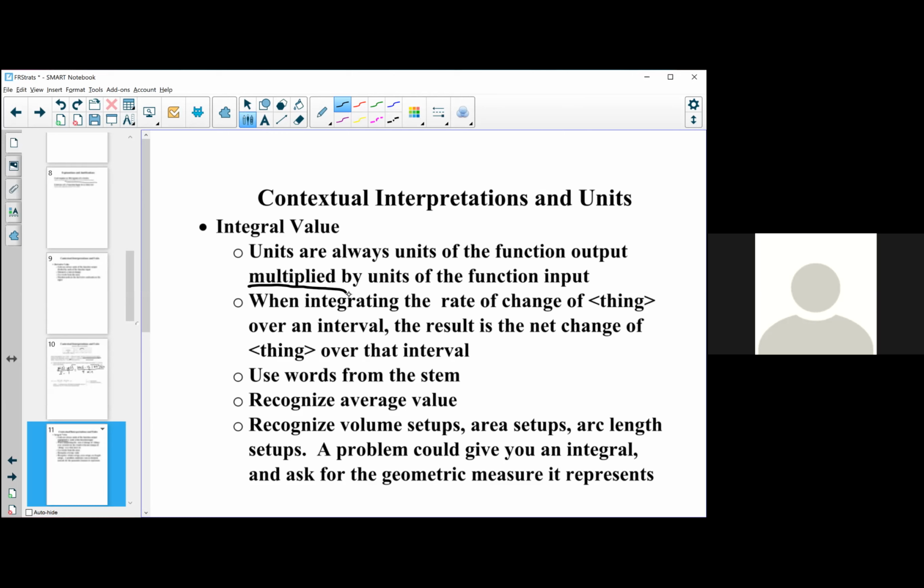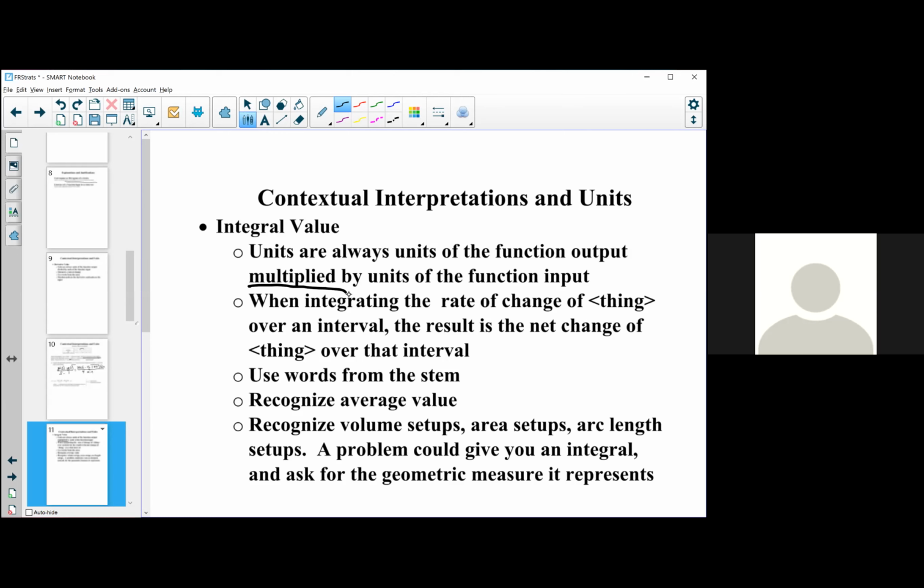And if you think about the way an integral is set up, the integral of f of x times dx, that's the function output times dx, the function input. When you integrate the rate of change of something over an interval, the result is always the net change of that thing over the interval. That is the interpretation. The integral of a rate of change gives you the change.